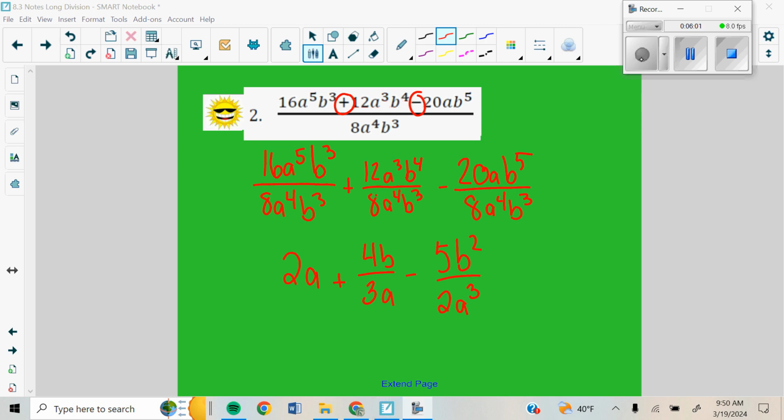How did you guys do? 2a plus 4b over 3a minus 5b squared over 2a cubed. Now, this one, I'm not going to ask you to reorganize those terms, because here it's going to be simpler to just leave it this way. We have division going on. We have multiple variables. So this one we can leave in this form.